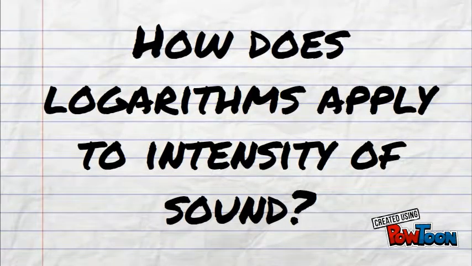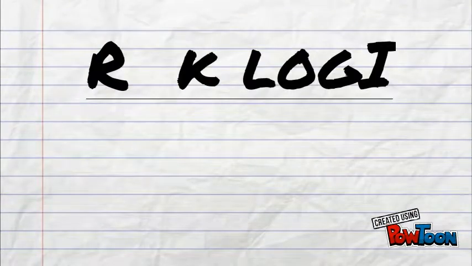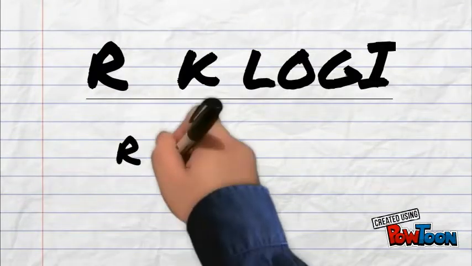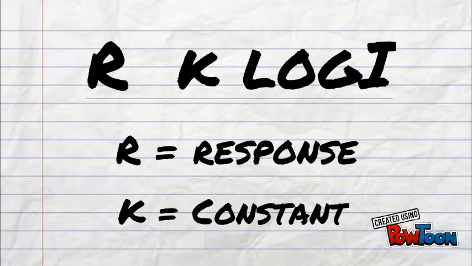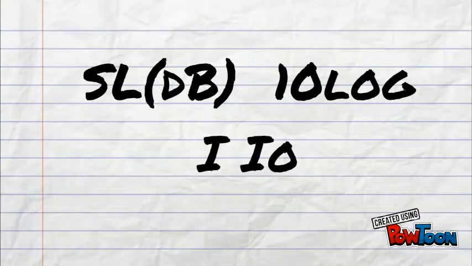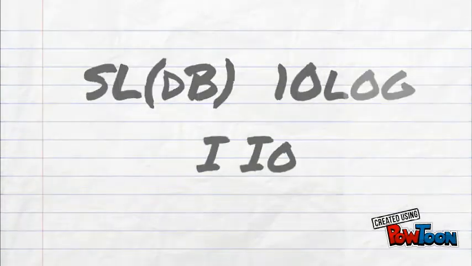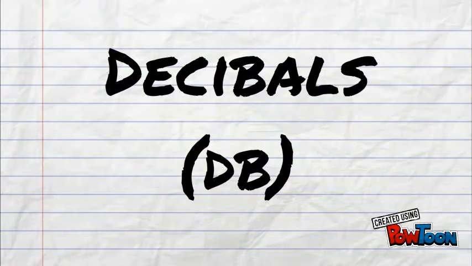So, how do logarithms apply to intensity of sound? The response of the human ear to sound waves closely follows a logarithmic function of the form R = K log I, where R is the response to a sound that is the intensity of I, and K is the constant of proportionality. Thus, we define the relative sound intensity level as SL dB = 10 log I/I0. The unit of SL is called the decibel, or in short form, dB.